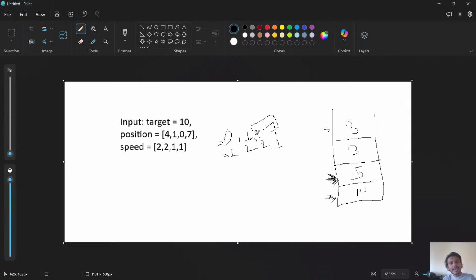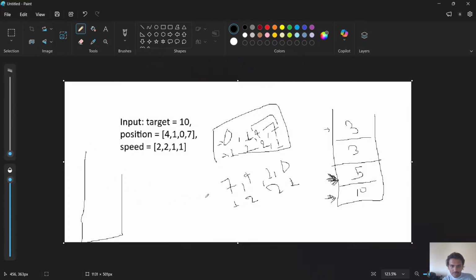Sorry, we add it in descending order, not ascending order. So it will be 7, 4, 1, then 0, and the times will be 1, 2, 2, and 1. Okay, then we have created another stack. Start from this, it will be 3, then its top position. Then we calculate: for this one it's 3, which is greater than or equal to 3, so we don't push it into the stack. We just move on to the next one.